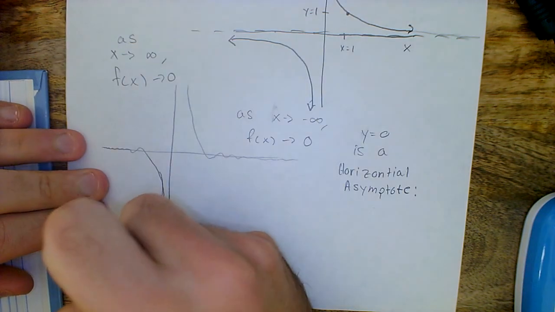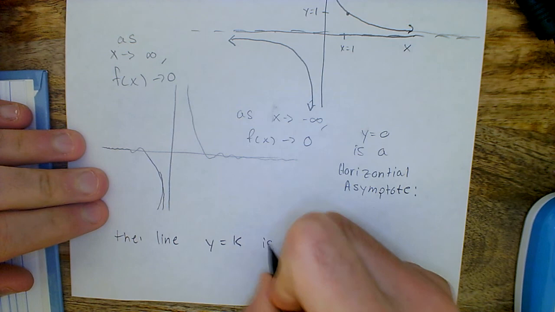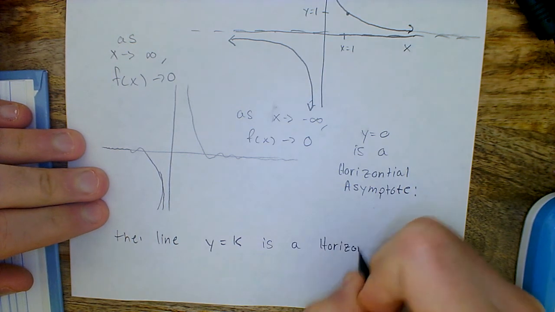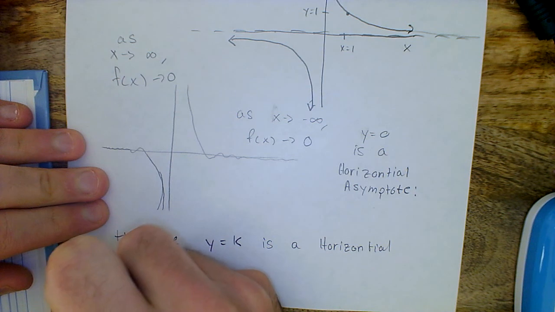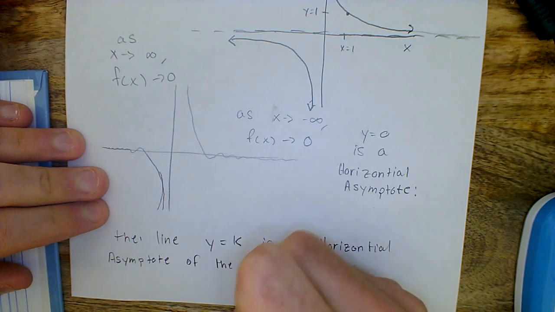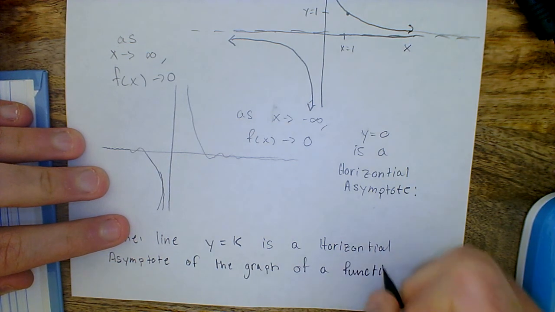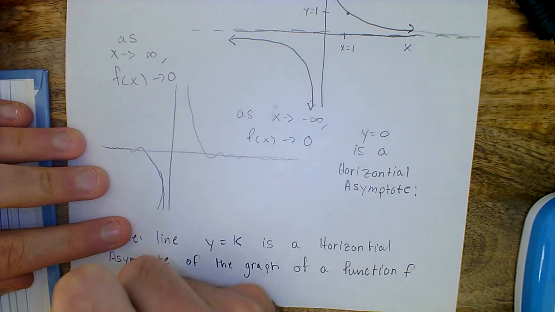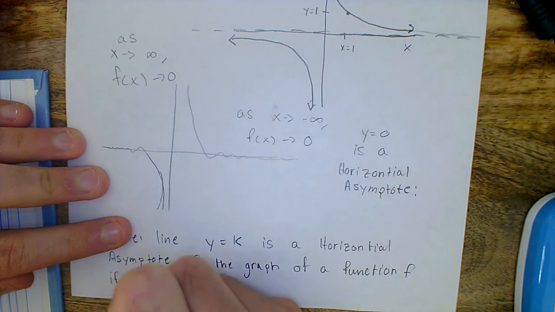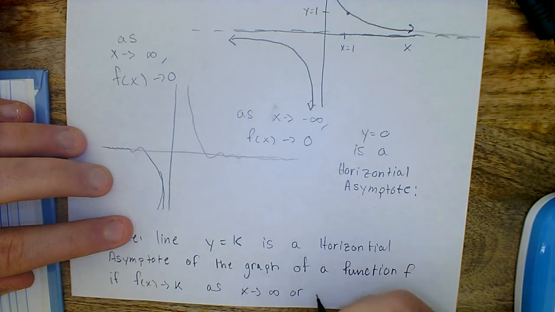So the definition then is going to be: the line y equals k is a horizontal asymptote of the graph of a function f if f of x goes to k as x goes to infinity, or as x goes to negative infinity.